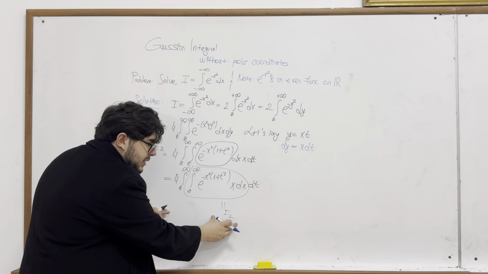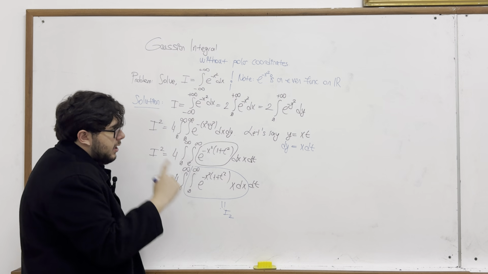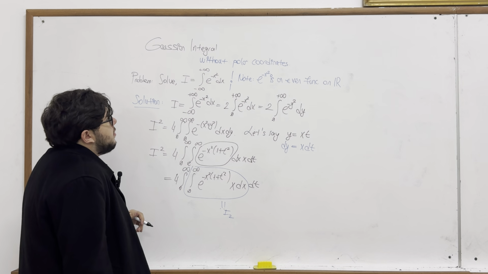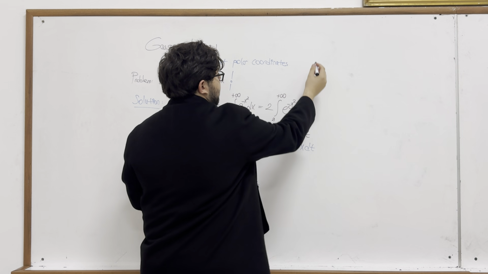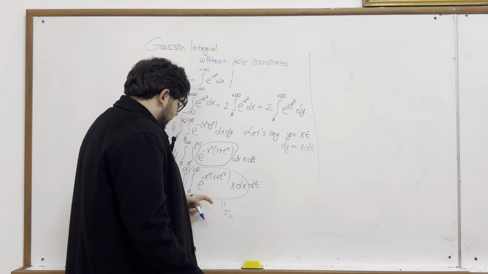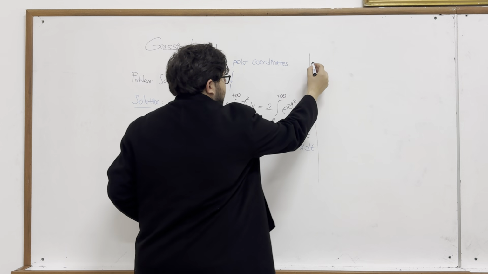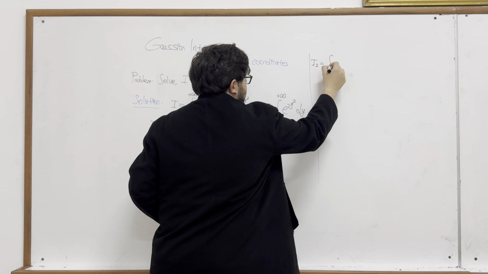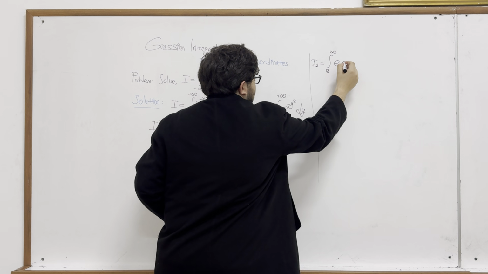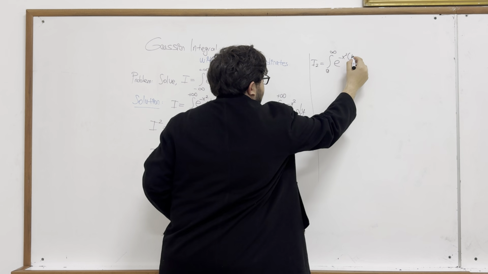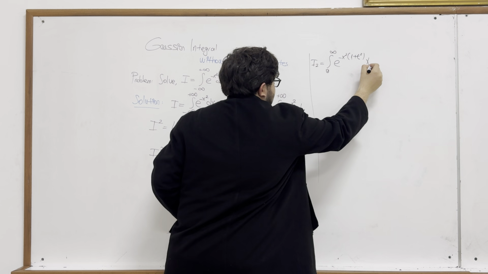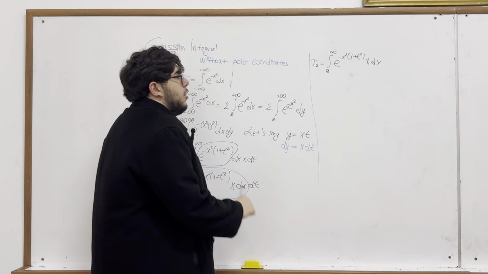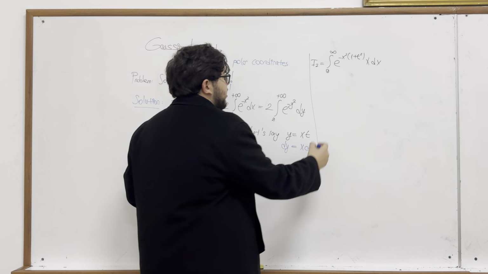And let's calculate this and put this in here. Okay, so I don't have any space now. Okay, let's erase this. And let's take this boundary. Okay, so what do we have? We have I2 is equal to the integral from 0 to infinity of e to the power of minus (1 plus t squared) x squared, x dx. So let's use the u substitution here.